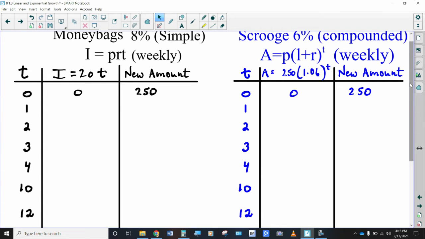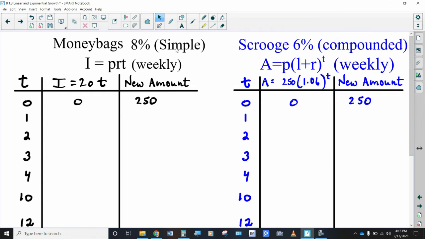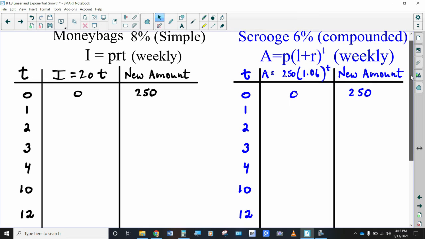Now remember, Moneybags is a simple interest situation, so I equals PRT applies, and we've already figured out 8% of 250 is $20, which means that John will be paying $20 every week, and then figure out what the new amount is. This one's going to take a little bit more time. If you don't have your calculator, this is a nightmare.